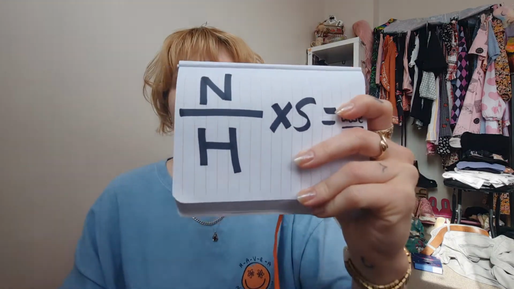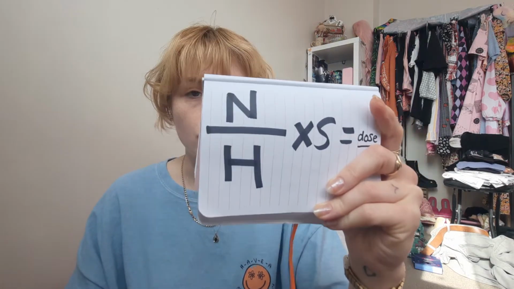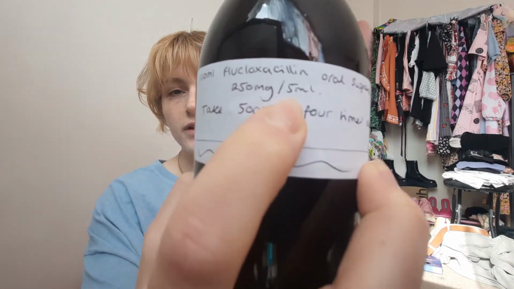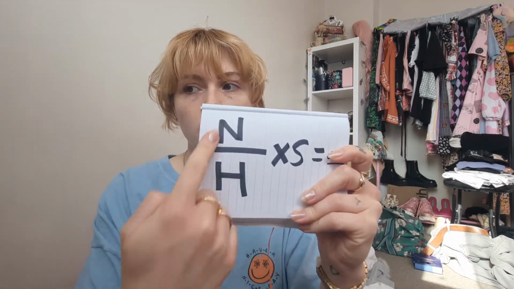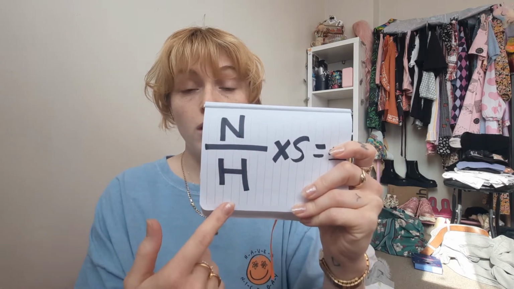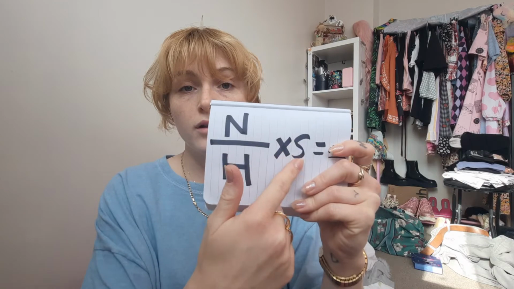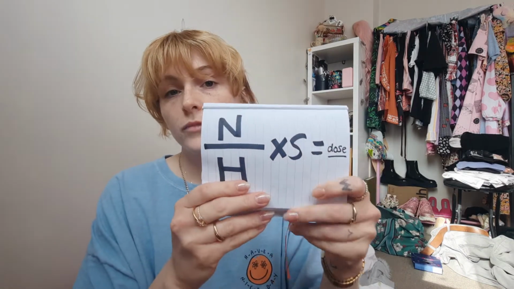So 500 divided by 250 is 2. And the size is 5, because it's in 5 mils. So we are going to do 2, which is our need divided by our have, times by size, which is 5. So 2 times 5 is 10. So we are going to be giving 10 mils of this per dose. So 10 mils will be given 4 times a day.